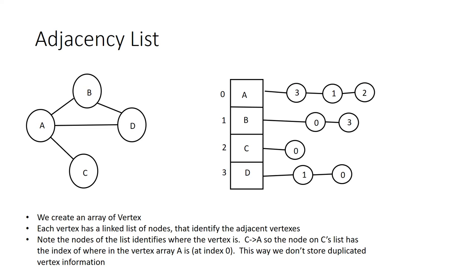So the nodes on the list identify where the vertex is, not the name of the vertex. What we're trying to do here, so C goes to A, so C's list has the index of where the vertex A is, at index 0. We don't want to store duplicated vertex information. It doesn't seem like a label is a lot of duplication, but that depends on what kind of labels we use, and it has some. And if we had other information about the vertex, we wouldn't want to store it in a lot of different places. And so this gives us a nice way of doing that.